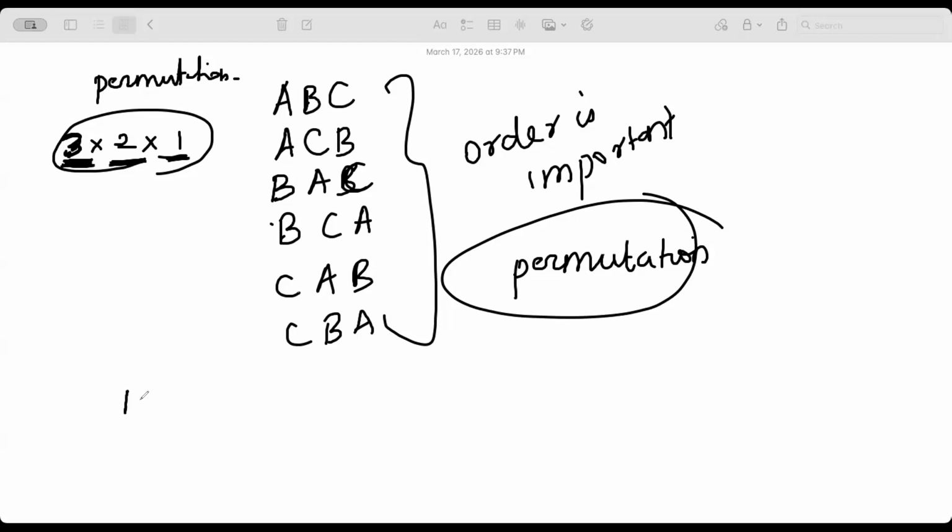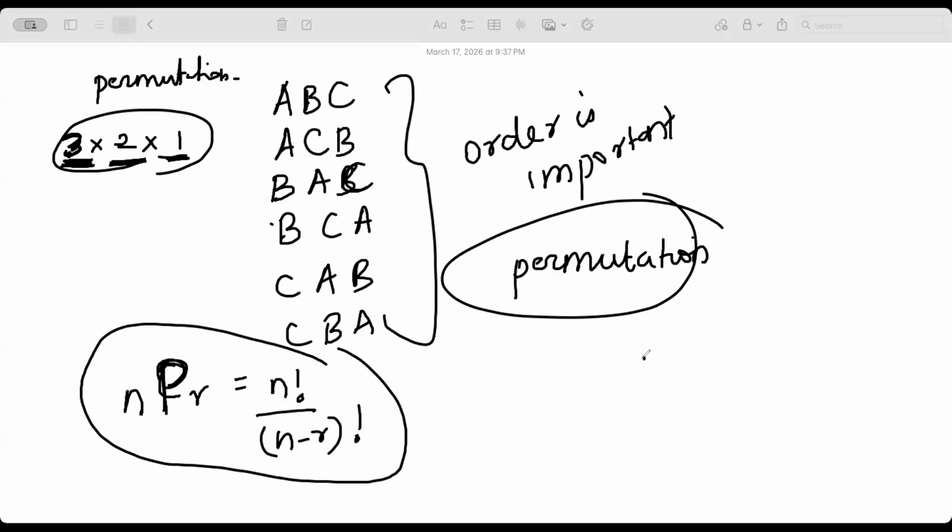Suppose there are n people and I want to choose r of them. Literally, how do you do it? n factorial divided by (n minus r) factorial. That is your formula.